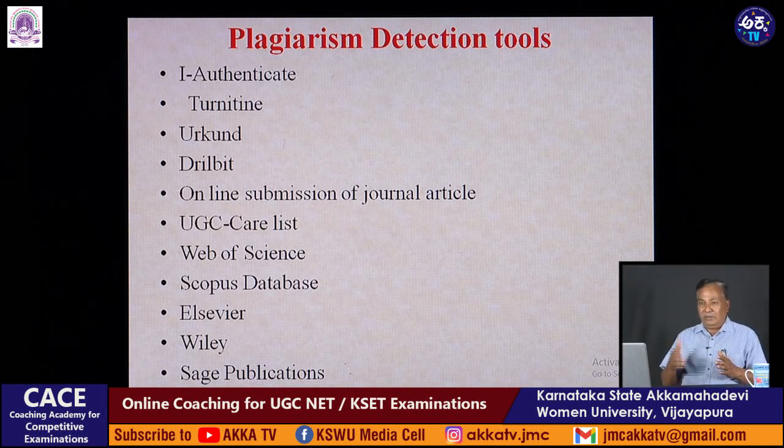Now almost all articles are submitted through online mode only. If you want to submit an article to a UGC CARE list journal, or Web of Science or Scopus or elsewhere, Wiley, SAGE publications, Taylor and Francis, they are very leading publishers. If you want to publish your article through the online mode, you can submit it through the standard procedures. These are some of the plagiarism detection tools to overcome Copyright Act violations and violations of intellectual property rights.